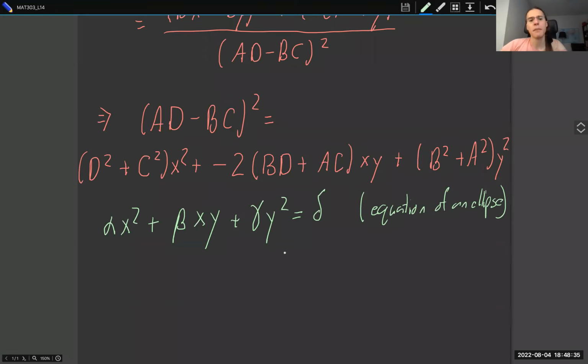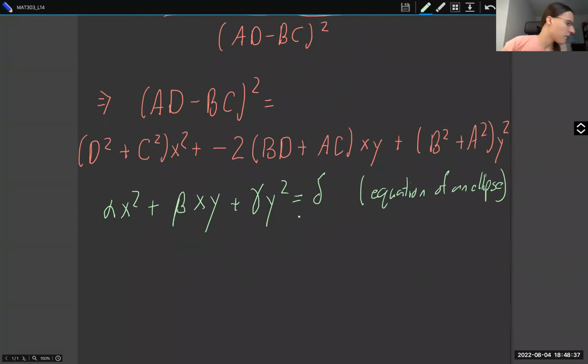And how you can think about this is, notice that this coefficient and this coefficient are both positive. So alpha and gamma are greater than 0. We have that.